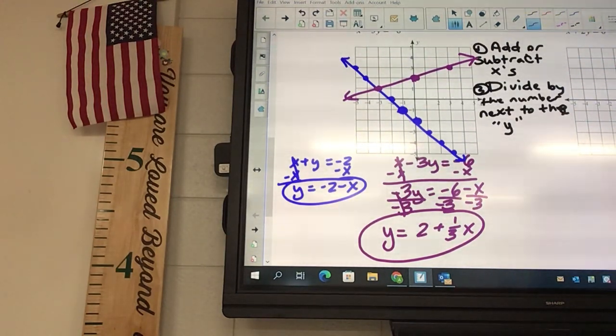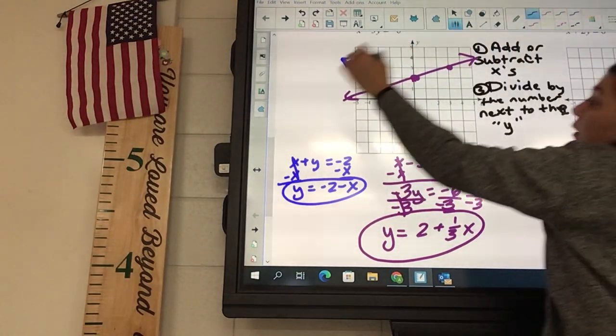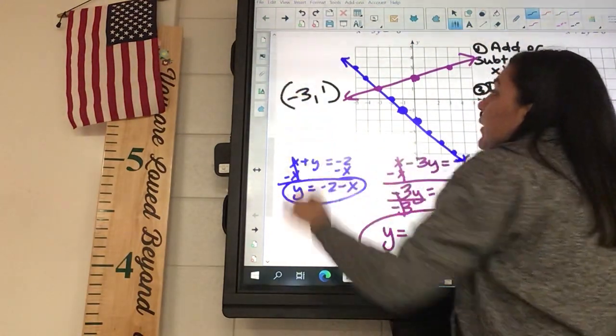What is the intersection point? Negative 3, comma 1. Good.